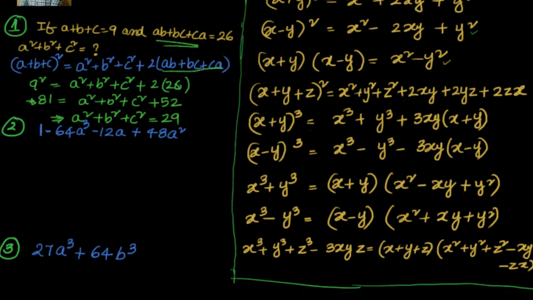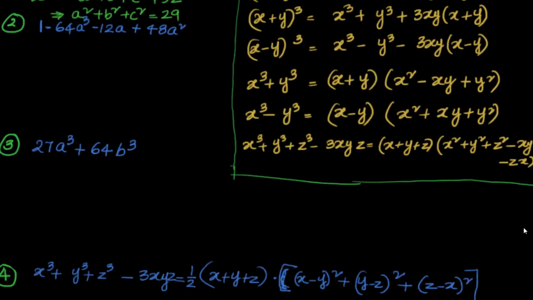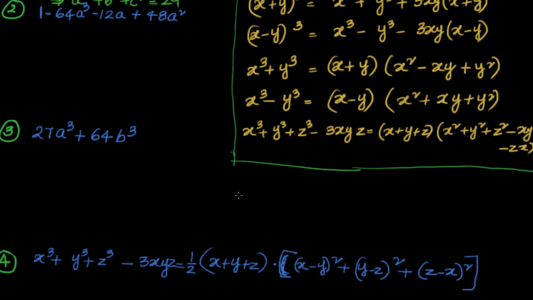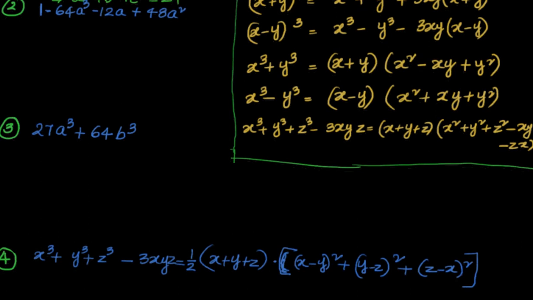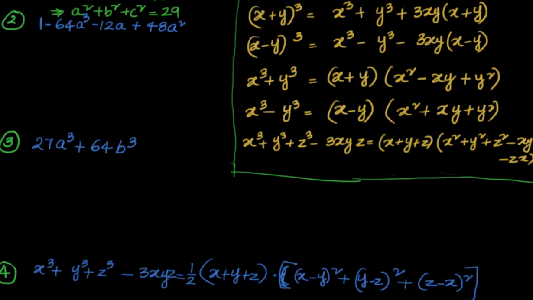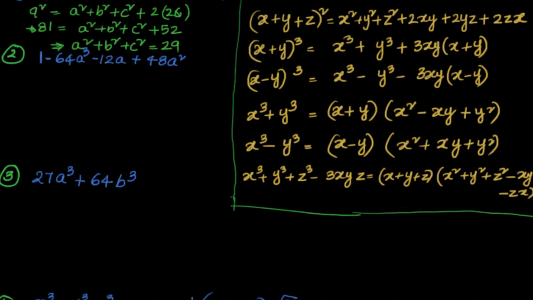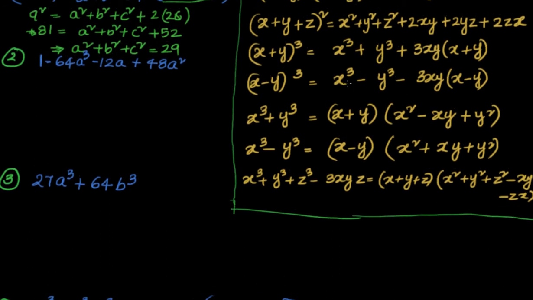Simply, we have checked which formula fits and we have applied that formula. Now let us look at this one: 1 minus 64a cube minus 12a plus 48a square. Looking at it immediately, I know that there are cube terms, so it should be of the form (x minus y) whole cube. How do I know that? I should have terms 1, 2, 3, 4, and there are some negative and positive signs, so it cannot be (x plus y) whole cube, and that is the only one which fits.